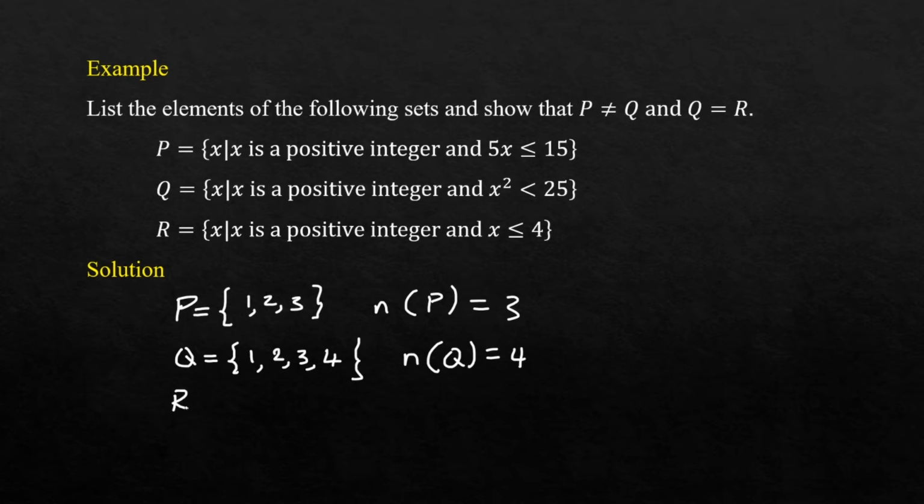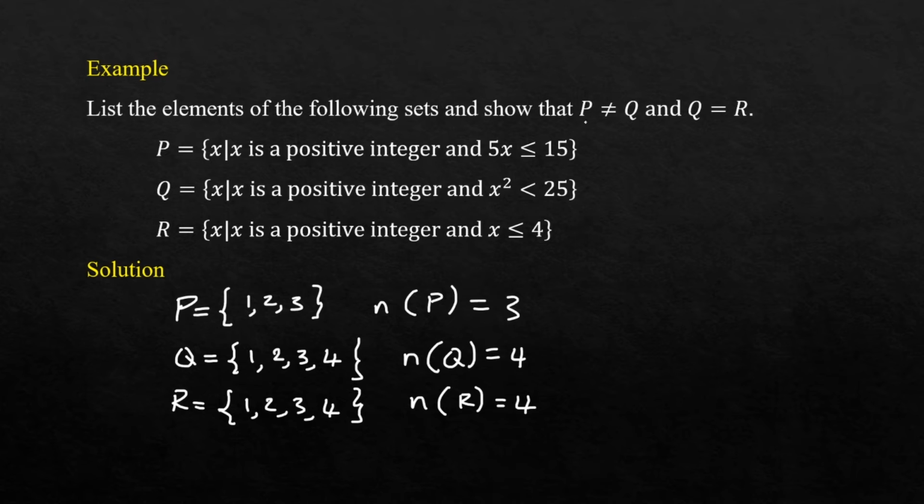Set R, write the elements: positive integers, and x is less than or equal to 4. So that would be 1, 2, 3, and 4. The cardinal number is going to be 4 again.